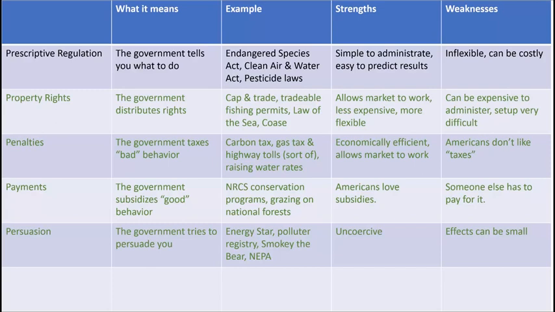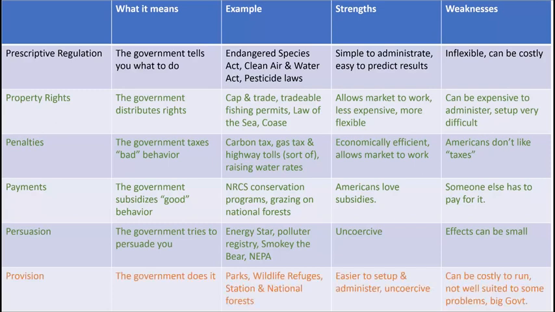I'm going to talk about one more P, and that P is provision. This is a little bit different and doesn't fit quite as well into this assignment. But provision is when the government just does it. So the classic example of provision are parks, wildlife refuges, state and national forests. You can also think of building reservoirs to supply water. Can be done by private companies, but often the government builds the reservoir.